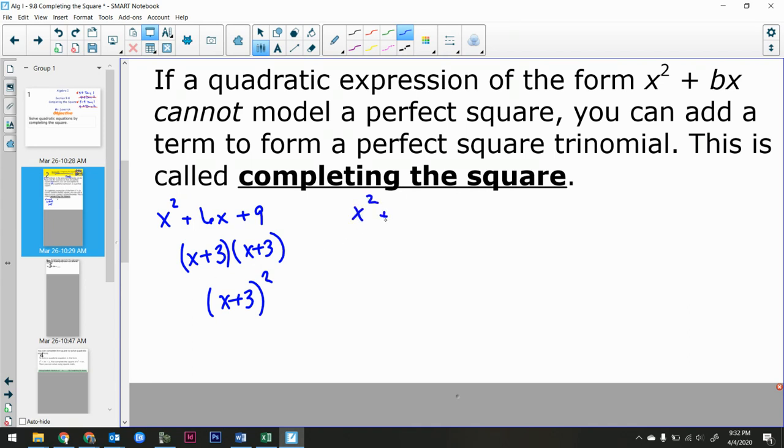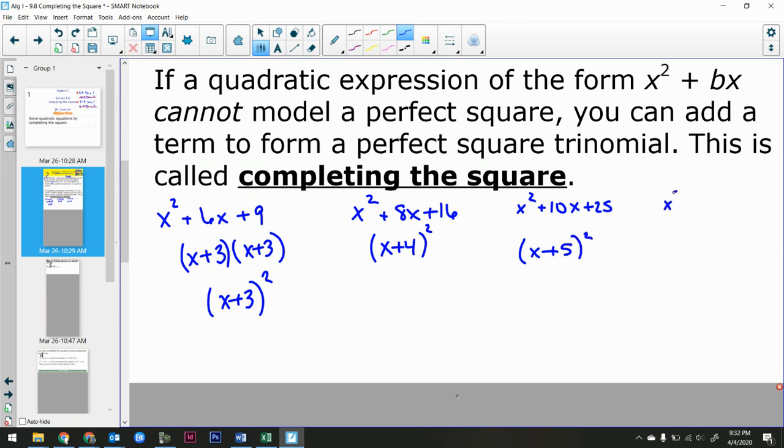Likewise, if I had x squared plus 8x plus 16, the factors of 16 that add to get to 8 are 4 and 4. So we could say that is x plus 4 times x plus 4, or x plus 4 squared. Same thing here. If I had x squared plus 10x plus 25, the factors of 25 are 5 and 5, which add to get to 10. So that would be x plus 5 squared.